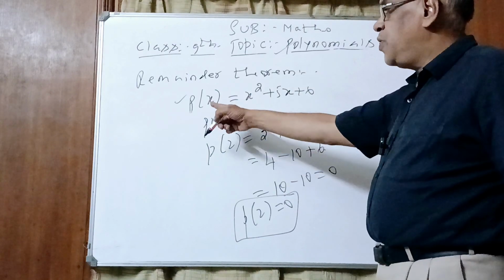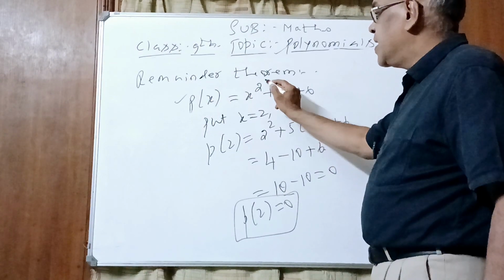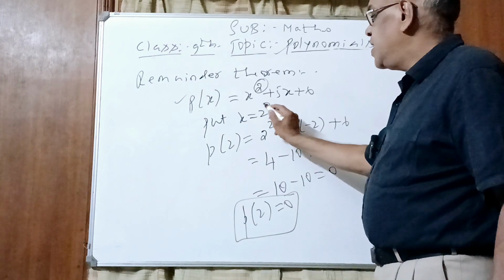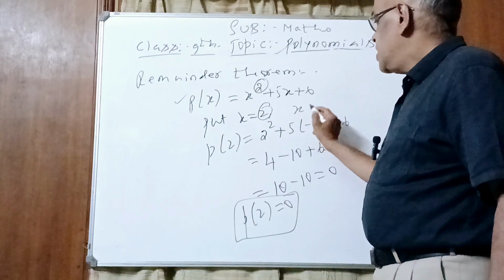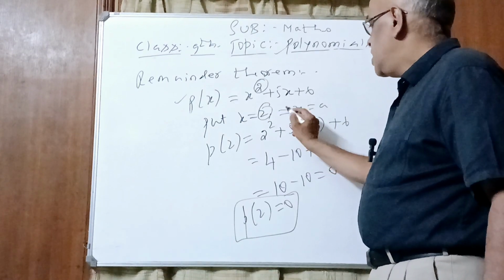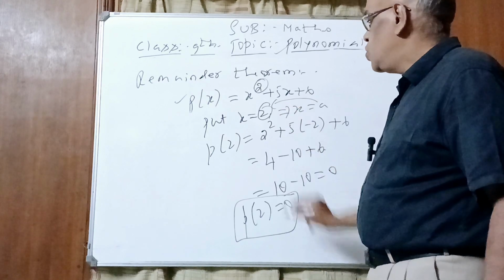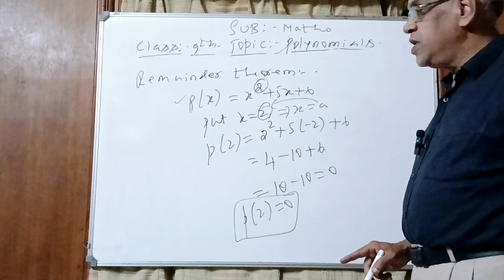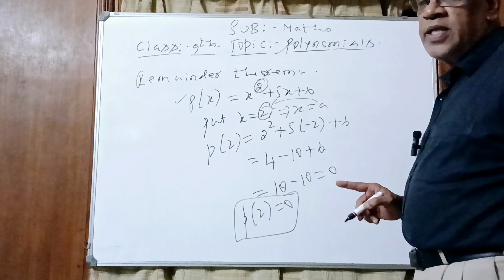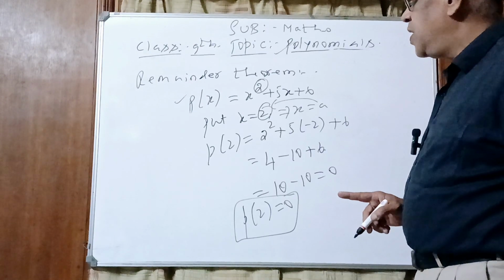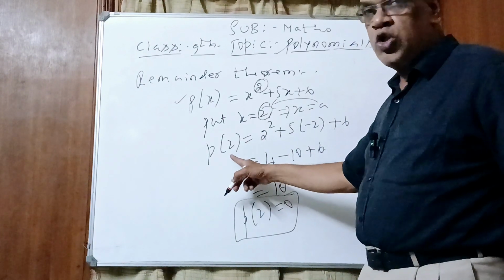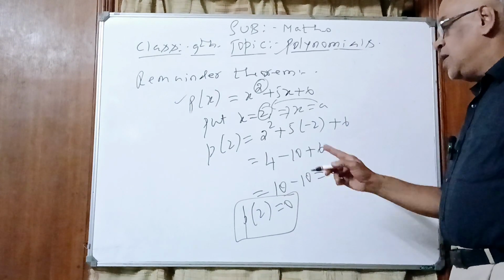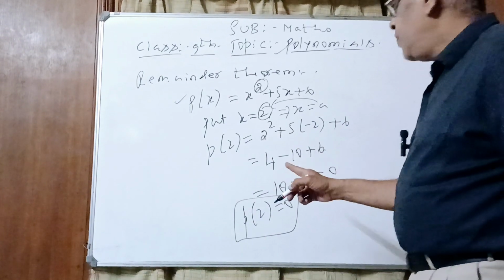P of x is a polynomial of degree greater than or equal to 1. Let a be any real number. Here x is equal to a. What is the value of a? 2. When it is divided by x minus a, the remainder is what, children? The remainder is p of a. What is p of a here? Here we have taken 2. Yes or no? Then the remainder will be p of 2, which is 0.